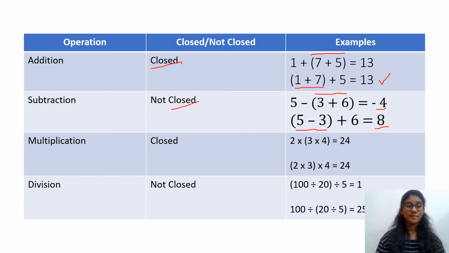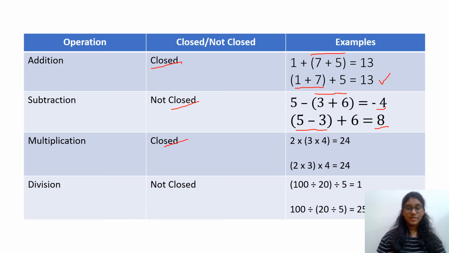associativity property. The next operation is multiplication, which we already proved in the previous slide. You may refer to this example. And conclusion, multiplication is closed under the associativity property.